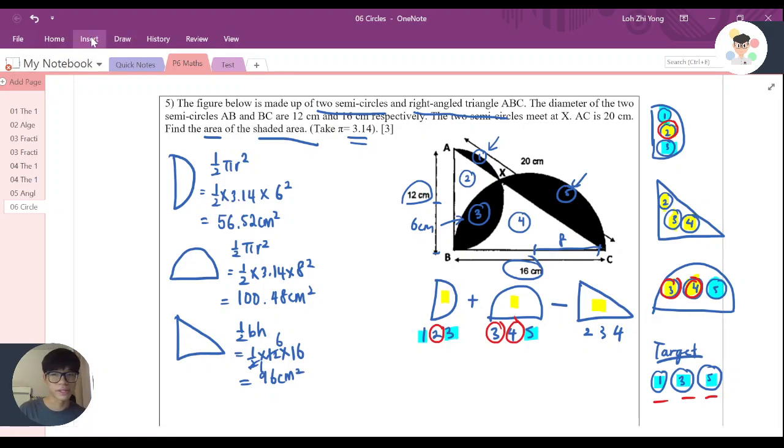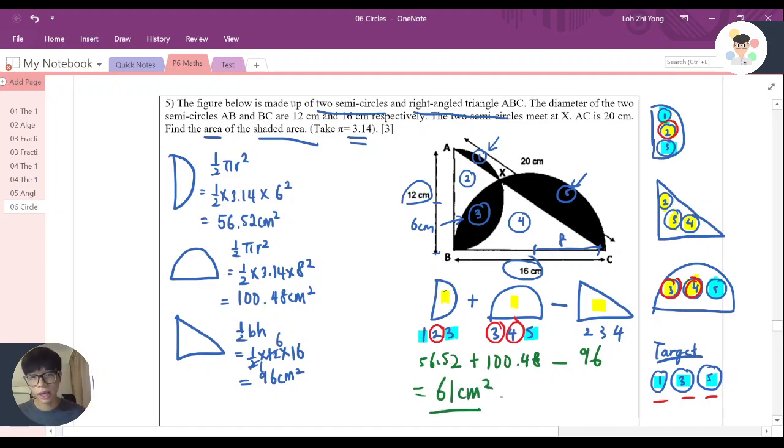And again, it's very simple. We just need to follow what we have found here, that the semicircle plus the semicircle minus the triangle. So it's 56.52 plus 100.48 minus 96. You press on the calculator and you will find the answer is, let's press on my calculator, yeah, 61 cm squared. And we are done for this question.